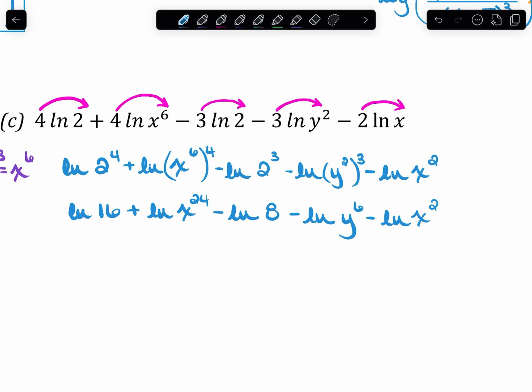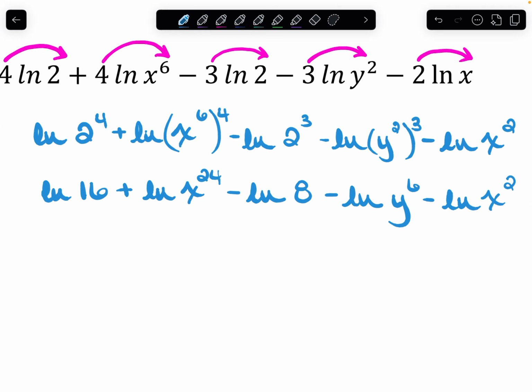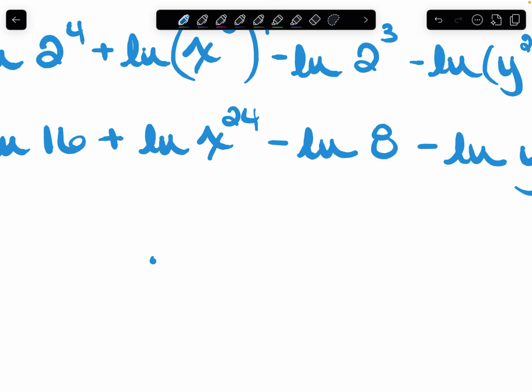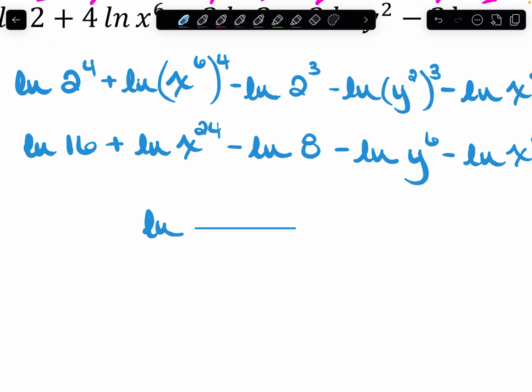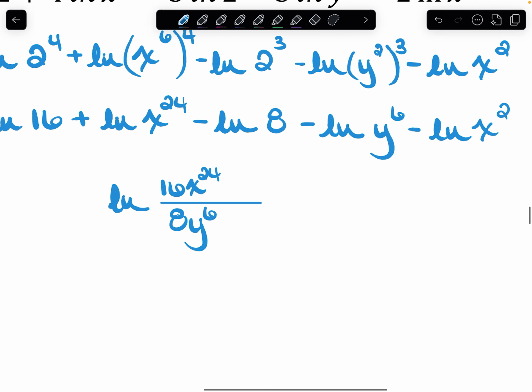Now I would feel comfortable going to a single log. So I see pluses and minuses, so ln and a division bar. And then we play the top bottom game. All right, 16 is positive, goes up. X to the 24th is positive, also goes up. The 8 is negative, goes down. Y to the 6th is negative, goes down. And x squared, also negative, goes down.